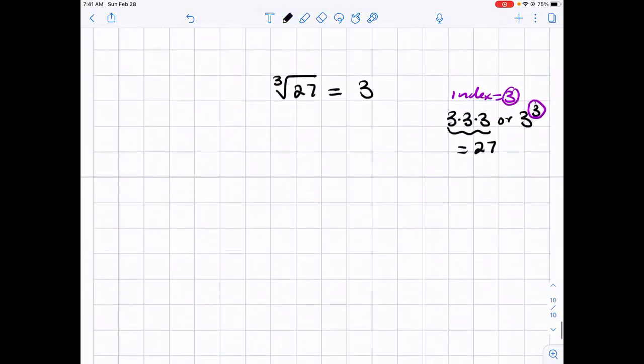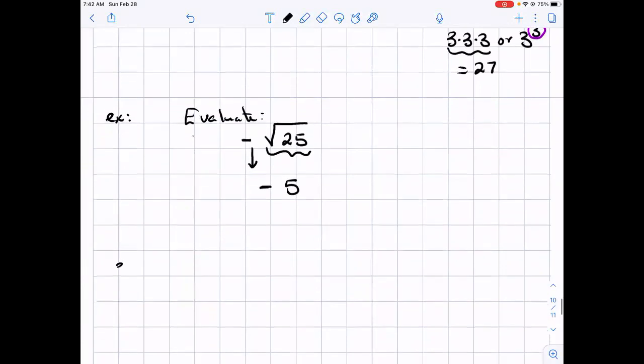If we look at another example, what about if we have a negative? Let's evaluate or simplify negative square root of 25. Well, the square root of 25 is 5, and that negative just comes down. The square root of 25 is 5.